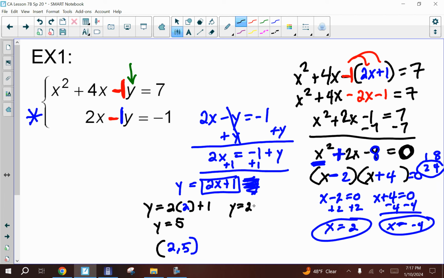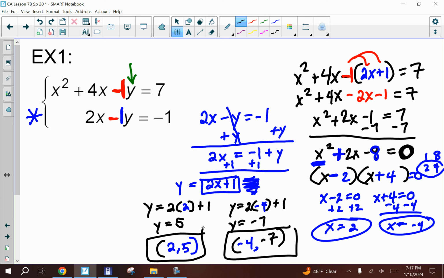Y equals 2 parentheses plus 1. And the second answer was -4, so I stick a -4 in here. And if I do this all in the calculator, that's going to give me y equals -8 plus 1 is -7. So the second answer is going to be -4 for x, and then -7 for the y.